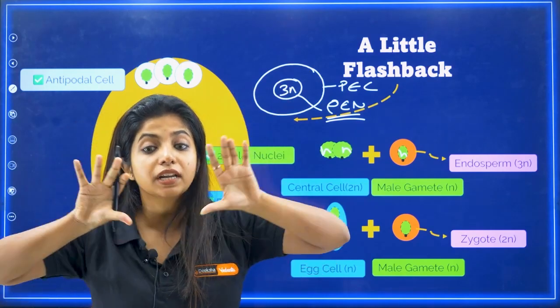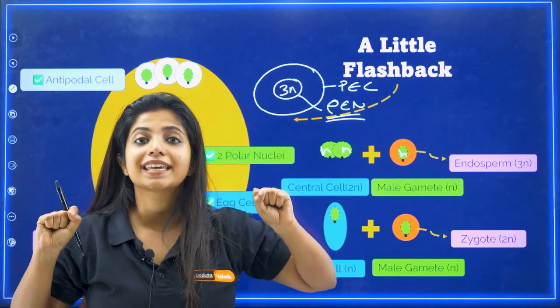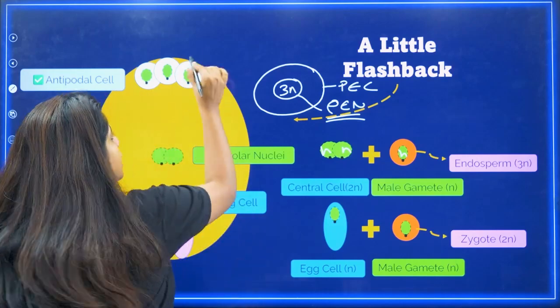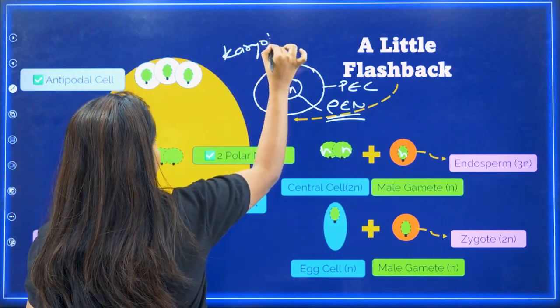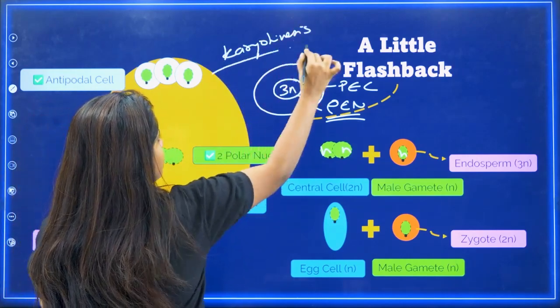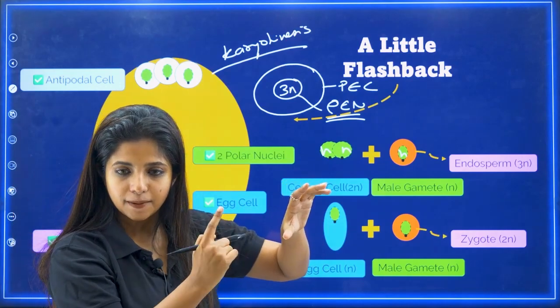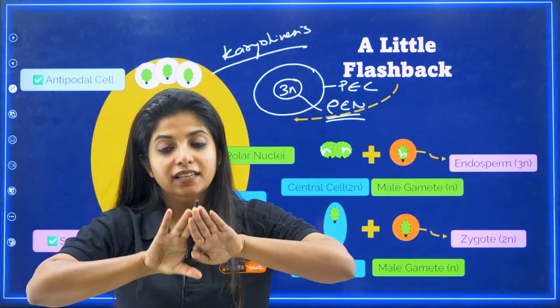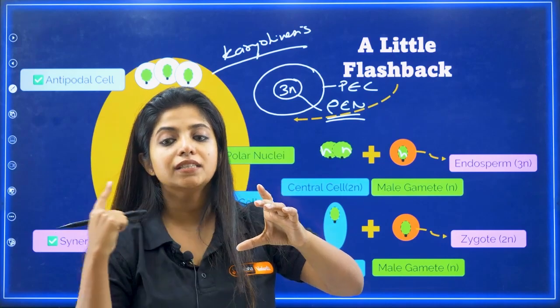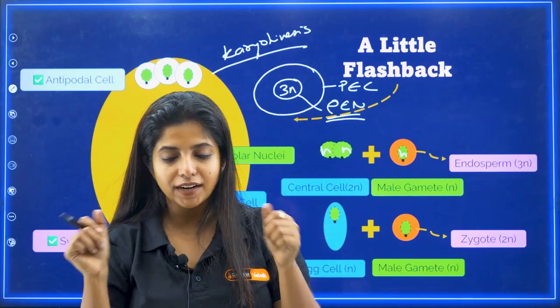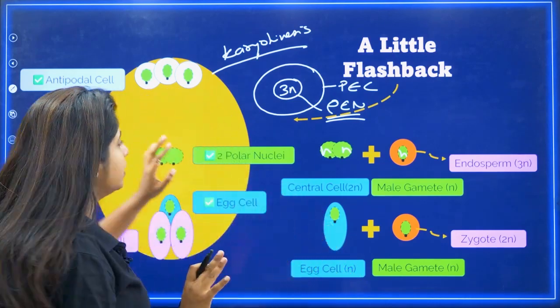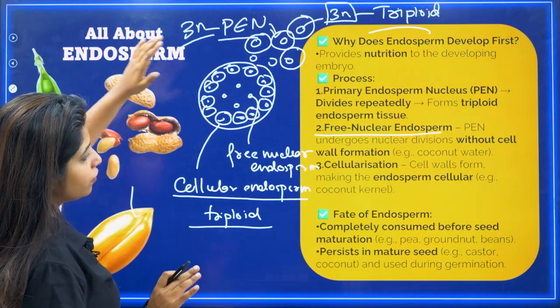So first nuclear division happens, which you call karyokinesis. Karyokinesis. Once the nuclear division has taken place, cell wall formation takes place. Nuclear division, then cytokinesis, and then cell wall formation. That is the usual thing that is happening. I hope that's clear and you will never forget that.